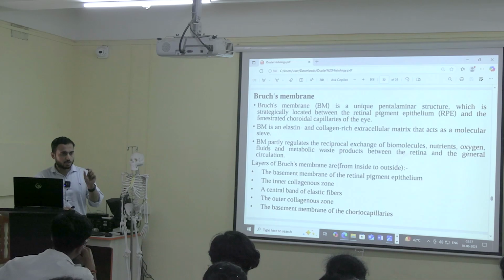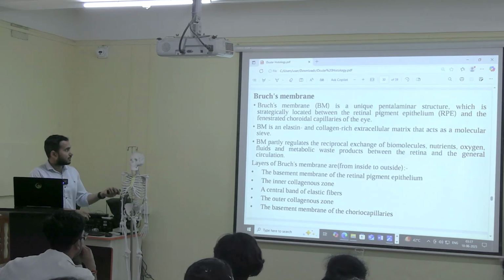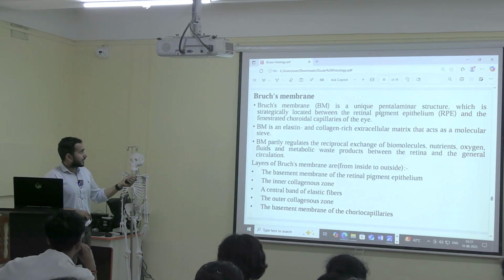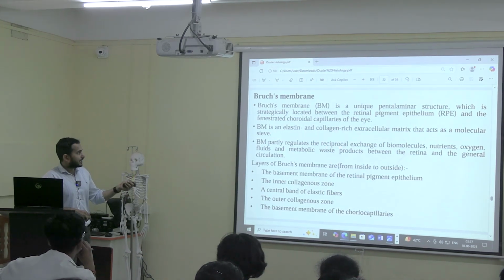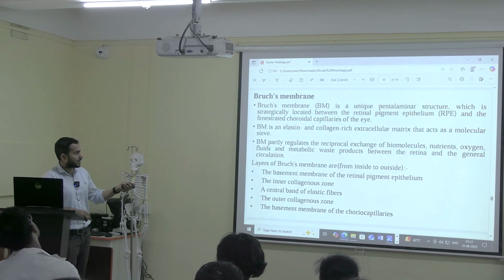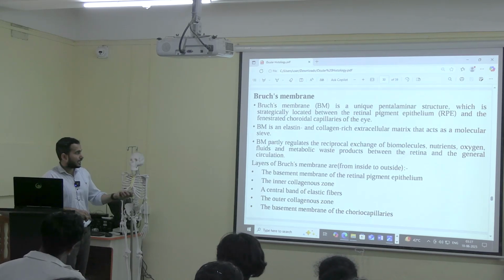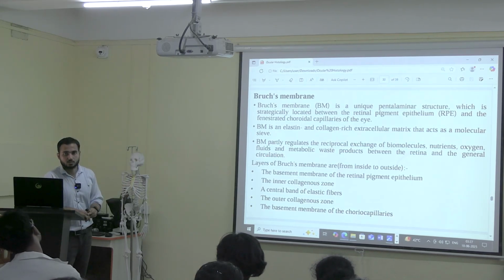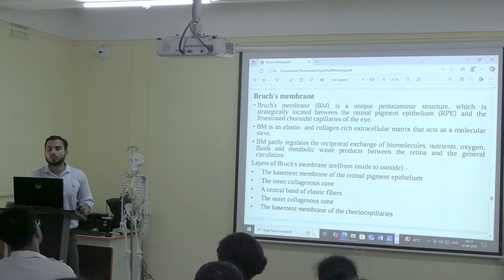So the molecules which will go through this particular membrane, their structure, shape and size will be different, and only those molecules are allowed. Other molecules are not allowed. So that is the molecular sieve. This particular Bruch's membrane is an elastin and collagen rich extracellular matrix that acts as a molecular sieve. Now what happens here? Reciprocal exchange of biomolecules, nutrients, oxygen, fluid and metabolic waste products takes place in between the retina and general circulation. Circulation means the circulation present in the choroid.